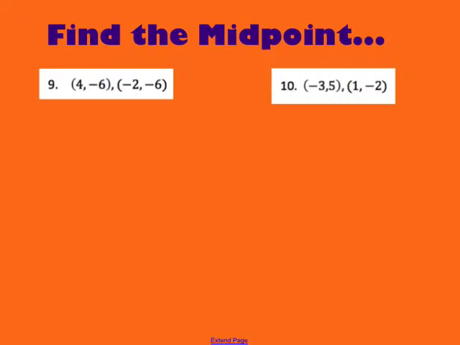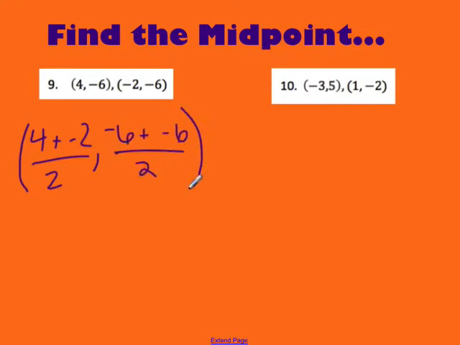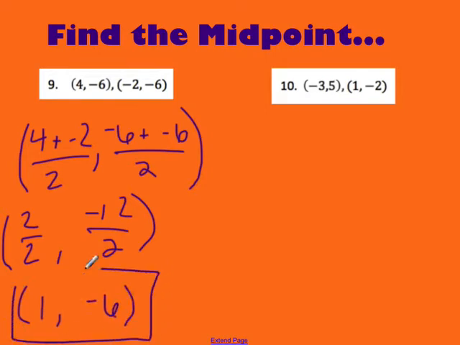Let's take a look at number 9 and adding those points together. So we're going to add our two x-coordinates together. If you still need to write x1, y1, x2, y2, feel free to do that. Then we're going to add our two y-coordinates together, then divide by 2. So 4 minus 2 is going to be 2 over 2. -6 plus -6 is actually going to be -12 divided by 2. Well, 2 over 2 is 1. -12 divided by 2 is -6. So this right here is your answer for number 9.